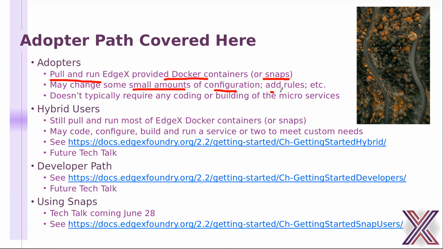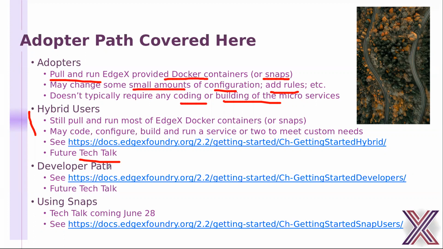For example, if you need to add a rule to the rules engine, you can do that without having to do any new code. You just have to add either some configuration or make a tweak through a user interface to those rules. So it typically doesn't require any coding, doesn't require any building of the microservices, just pull and run them. Hybrid users are going to do some of the same thing. They'll still pull and run, but then they may actually make some small changes or add new services, as I mentioned. Again, this is a future tech talk topic.